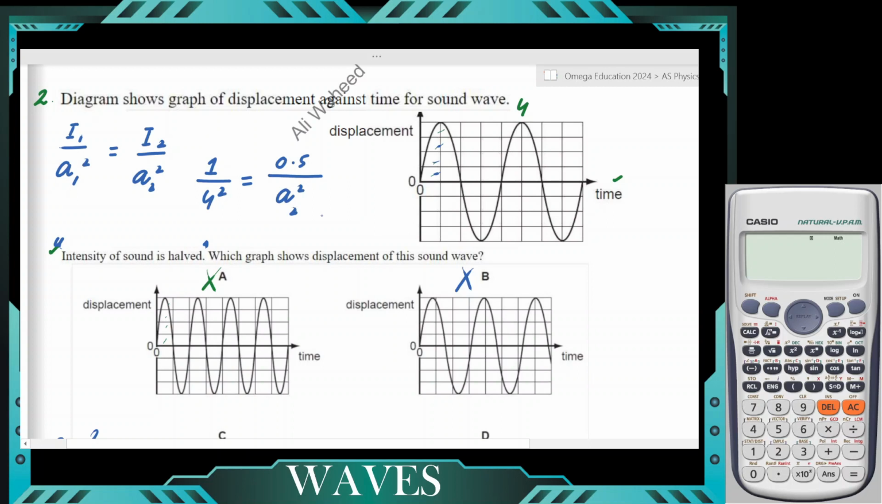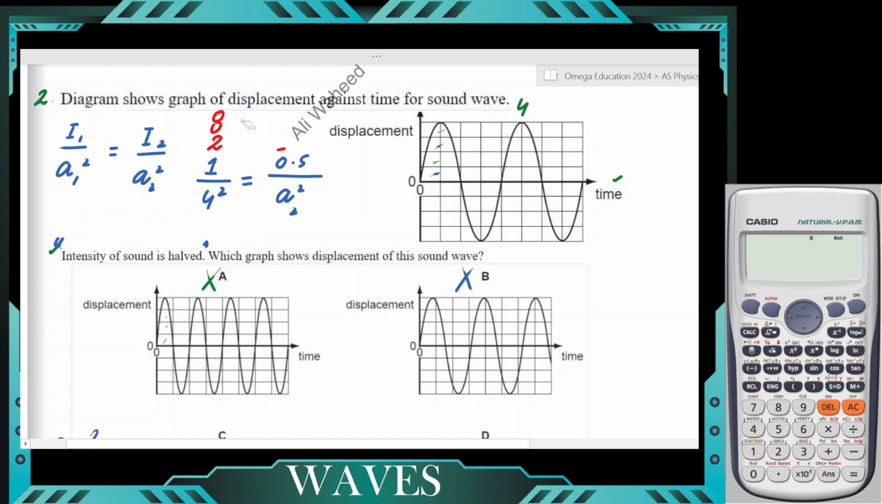You can take any value of intensity. For example, you could have taken the initial intensity as 2 and the new intensity would then be 1, because the new intensity has to be half of the previous one. Or it could have been 4 and then on the right side 2, or 8 over here, and then on the right side you can write 4.